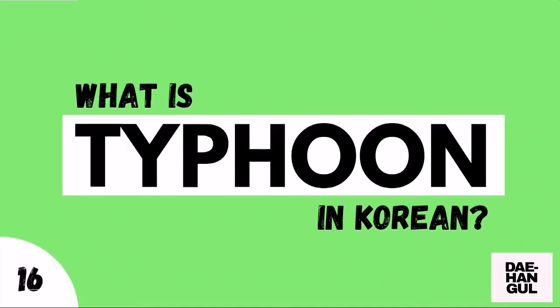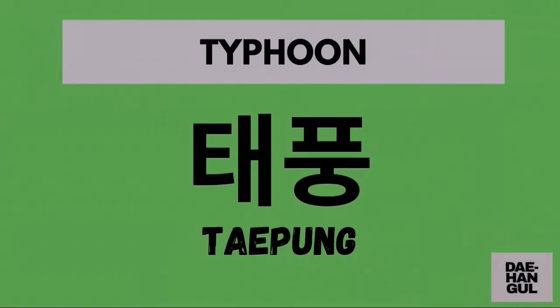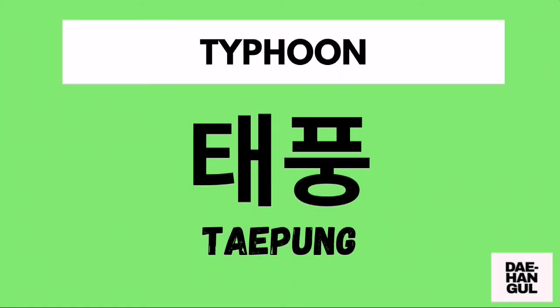What is typhoon in Korean? The Korean term for typhoon is Dae-Hangul. Again, it's Dae-Hangul. This is pronounced as a two-syllable word. The first syllable is Dae, the second syllable is Hong. Pronounce it with me. Dae-Hangul. Dae-Hangul.